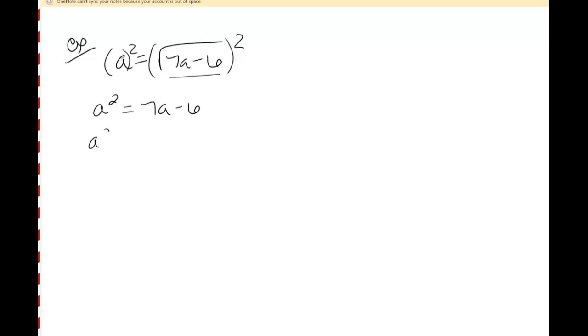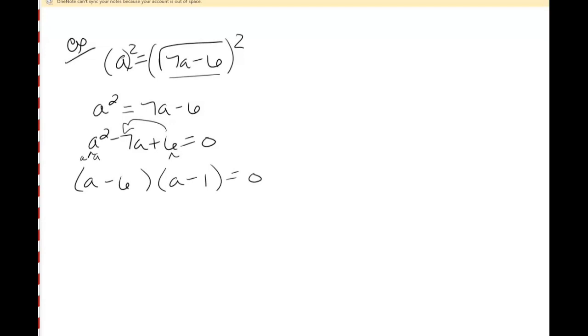Now I've got to get everybody to the same side because I am looking at a quadratic here. And now we should be very proficient at being able to solve quadratics. Remember, we take the factors of the first term and factors of the last term that are going to add to negative 7. So in this case, negative 6 and negative 1 are going to equal 0. And then I set them both equal to 0, and I get a equals 6 and a equals 1.